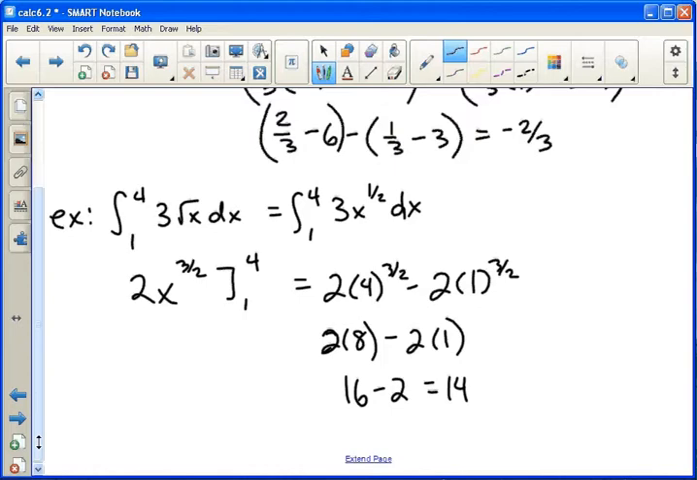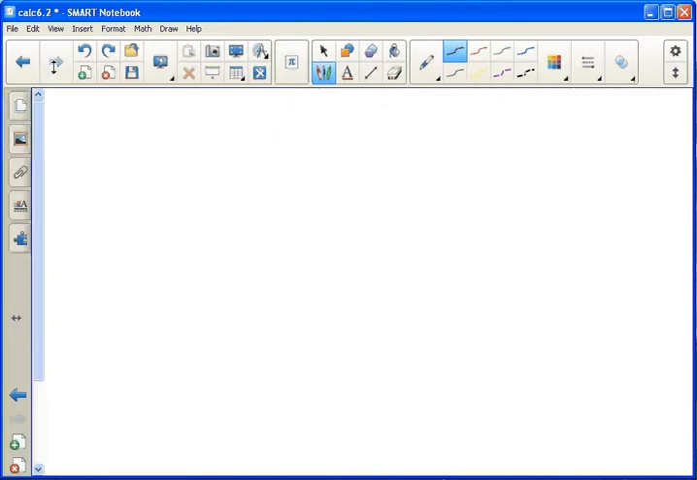Okay, let's move on. Let's do one with trig, everybody's favorite. Do the integral from 0 to pi over 4 of secant squared x dx. So you've got to know those trig integrals that we talked about before. The antiderivative of secant squared is tangent. So we get tangent of x from 0 to pi over 4.